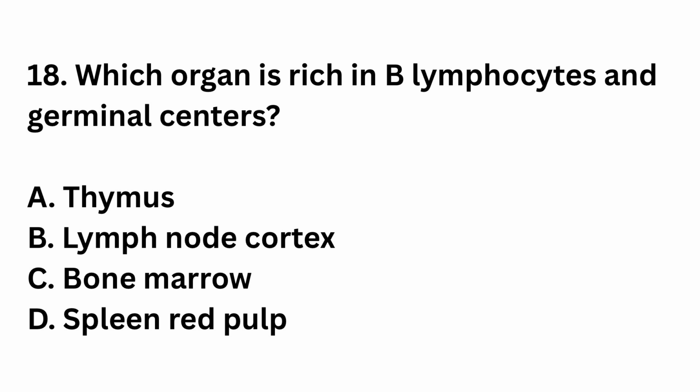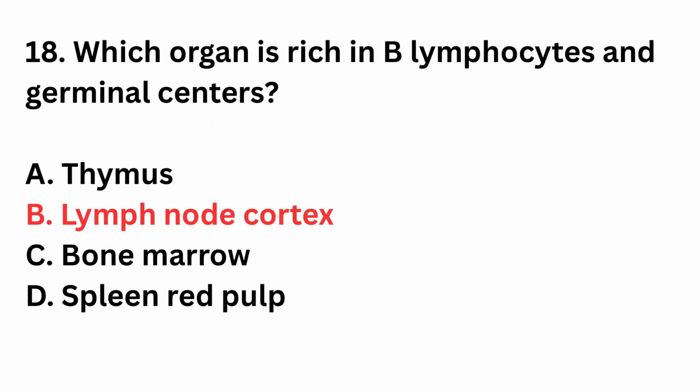Question number 18. Which organ is rich in B lymphocytes and germinal centers? Thymus, lymph node cortex, bone marrow, spleen red pulp. The right answer is option B, lymph node cortex. The cortex contains B cell follicles. Germinal centers form during immune activation.